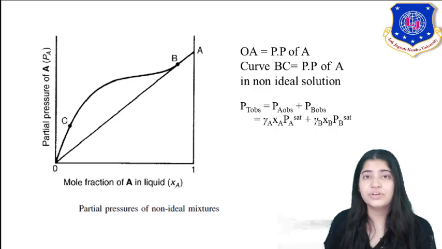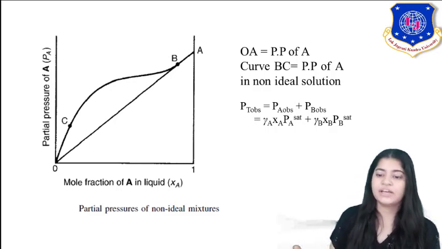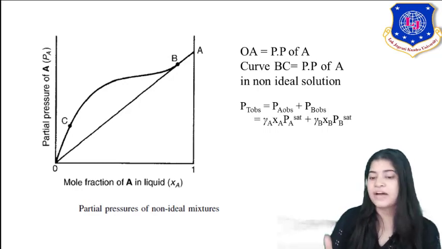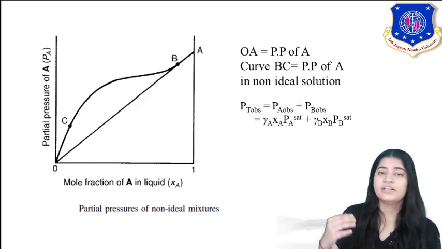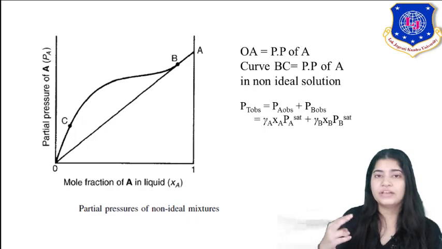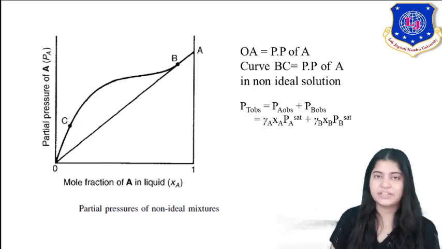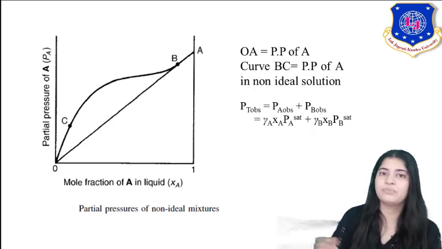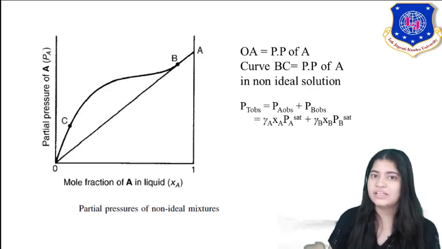So that was for today's lecture. In the next lecture we will see how different deviations are. We saw that for non-ideal solution your partial pressure, and even your total pressure, is different. There are two conditions here: your gamma, the activity coefficient, may be more than 1 or less than 1, and based on that you have different types of deviations, positive deviation and negative deviation, that we would cover in the next lecture.